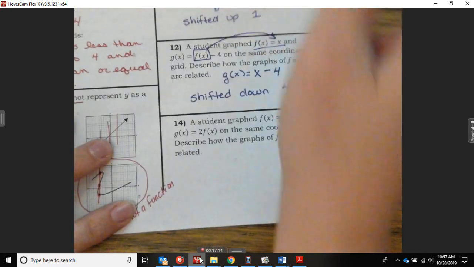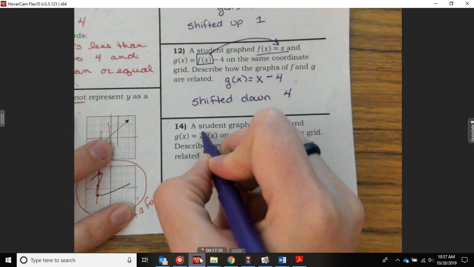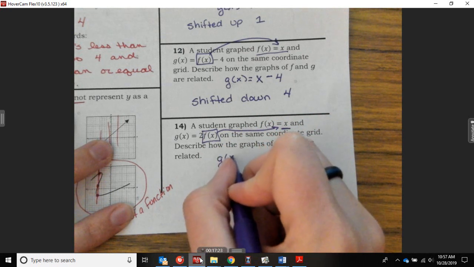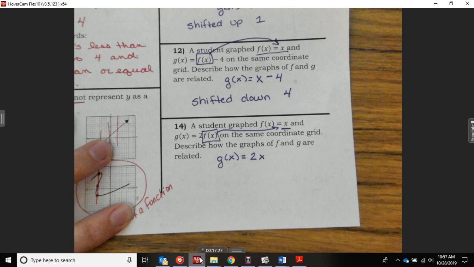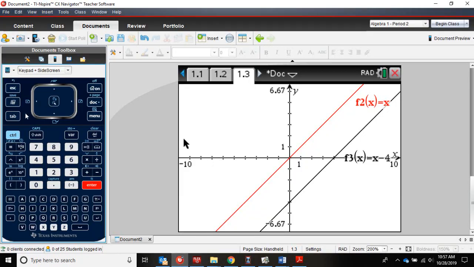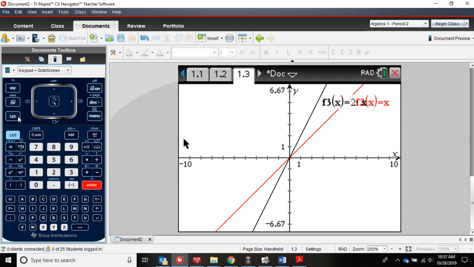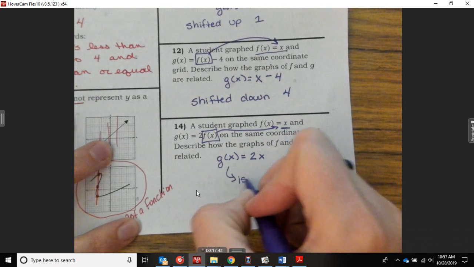Okay, and then the last one, same thing though. f of x is x, and g of x is 2f of x. So that part changes. So g of x is really 2x. And so when I go type that one in, I'm going to change this to 2x. And so now my black line, my 2x, is steeper. It didn't move up or down, it's just steeper. Okay, so g of x is steeper.